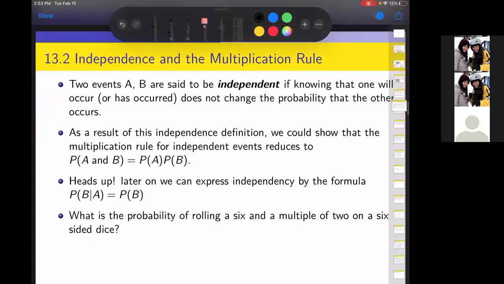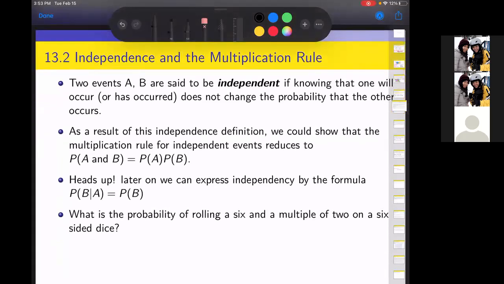Two events A and B are said to be independent if knowing one will occur or has occurred does not change the probability that the other occurred. Let me give you an example. A couple have a kid. The probability that a couple's second baby is a girl or boy has nothing to do with the first baby. The first one, boy or girl, 50-50. The second one, still 50-50, right? The probability did not change.